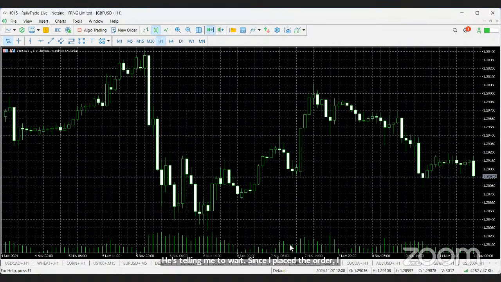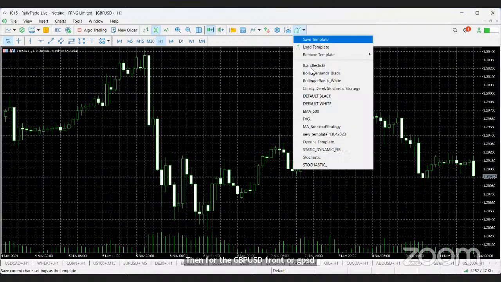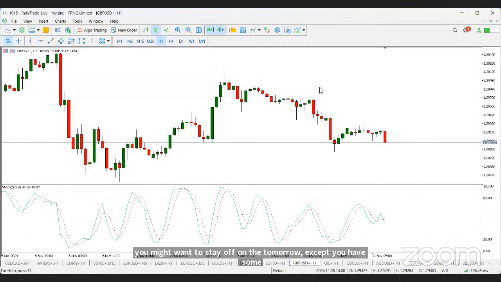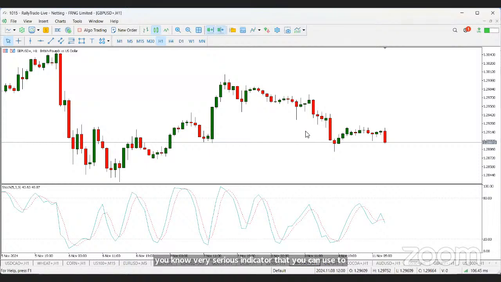Then for GBP USD, like I said for the Euro USD, you might want to consider the Trump presidency and wait for the permanent direction based on CPI tomorrow. So you might want to stay off until tomorrow, except you have some very serious indicator that you can use to give you the money. So for this one, except you want to follow stochastic, I don't see any reason why you should be trading this one because there's no permanent direction for it now. There's no clear direction for GBP USD, same as Euro USD. So you might want to stay off.